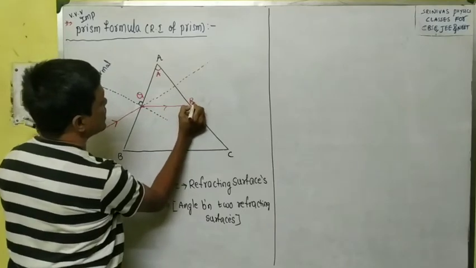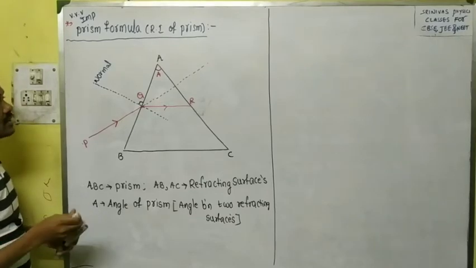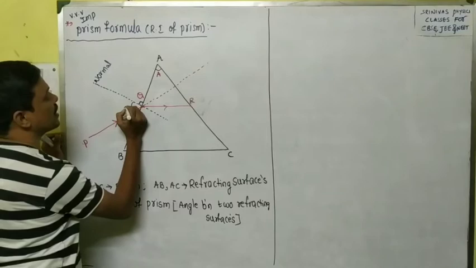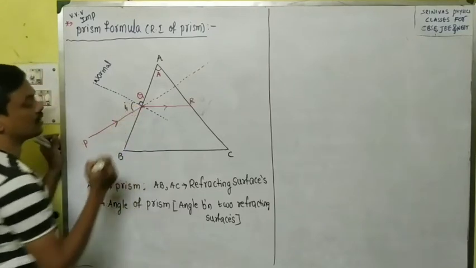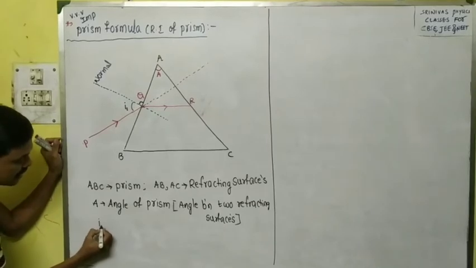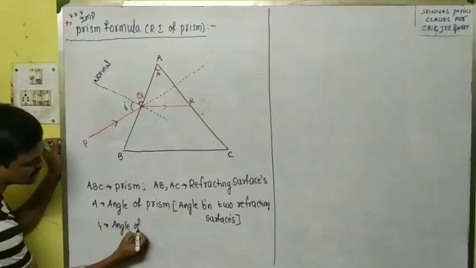Okay. This angle here we can consider as the angle of incidence. What is the angle of incidence? The angle between the incident light ray and the normal drawn. This is called the angle of incidence. That we can consider as I1. What is I1? Angle of incidence.